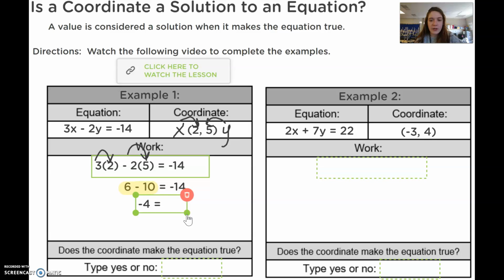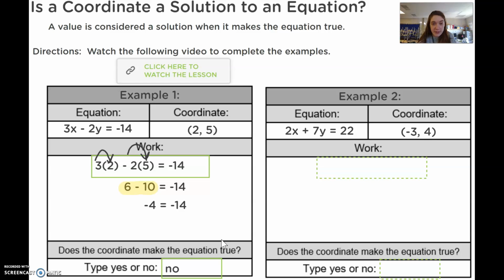Let's see if that's equal to negative 14. Are negative 4 and negative 14 the same? Do they have the same value? No. Negative 4 and negative 14 do not have the same value. So I can say with confidence that 2, 5 is not a solution for the equation that was given to us. I'm going to use my mouse and put this in as no. This coordinate did not make the equation true. Negative 4 equals negative 14 is not true, so the equation is not true.